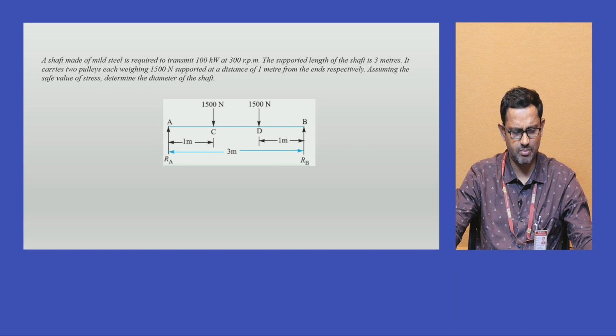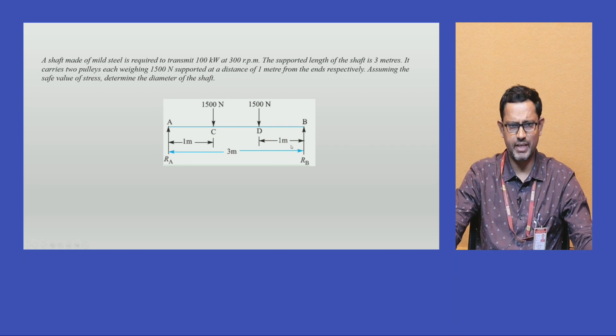So let's consider one problem. A shaft made of mild steel is required to transmit 100 kilowatt at 300 rpm. The supported length of the shaft is 3 meters. It carries 2 pulleys, each weighing 1500 newtons, supported at a distance of 1 meter from the ends respectively. That means 1 meter from the left end, and again 1 meter from the right end. Now assuming the safe value of the stress, determine the diameter of the shaft.